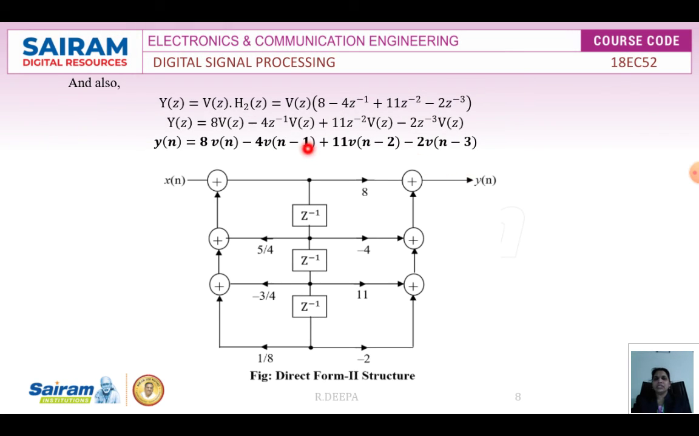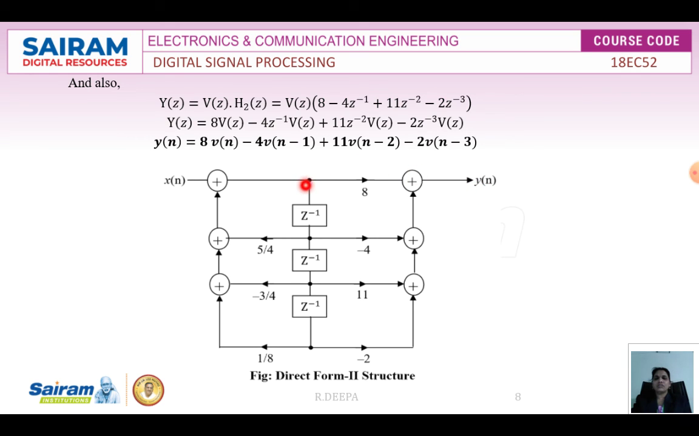it by taking the inverse z transform, and the final equation you will be getting is y of n is equal to 8 v of n minus 4 v of n minus 1 plus 11 v of n minus 2 minus 2 v of n minus 3. So with this we'll draw the direct form 2 realization. If you observe both the equations, we have common delays as 1, 2 and 3. So first start with input x of n, output y of n.